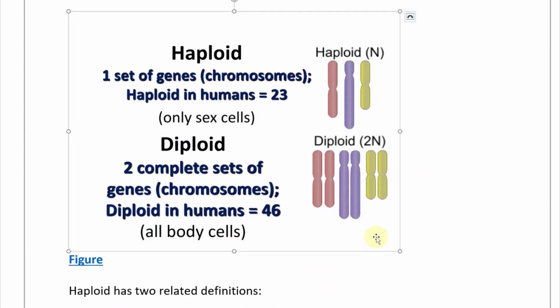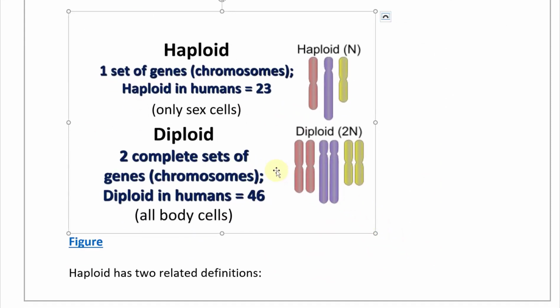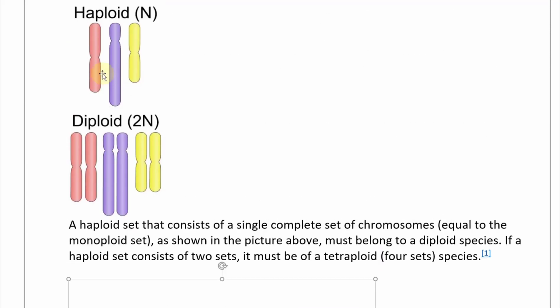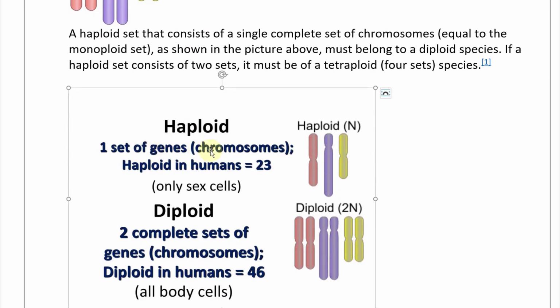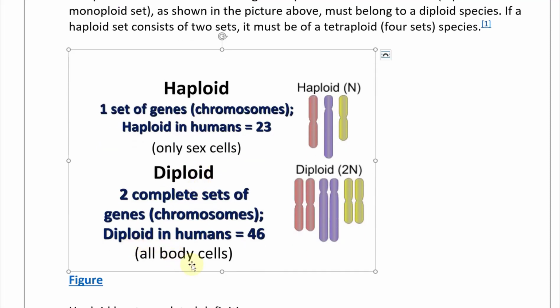So going further, here is a haploid. Remember that it's to distinguish a haploid from a monoploid. But in this case they're the same, but a haploid is to indicate that it's from a diploid species. So a haploid is one set of genes or chromosomes, and a haploid in humans is 23. Those are only sex cells, but all other body cells have 2 copies of each of these chromosomes, so then it will be 46. So here's a haploid in humans, 23, which is again only in sex cells, and then 2 complete sets of genes, chromosomes, are diploids. In other words, a diploid in humans is 46, in all body cells or somatic cells.